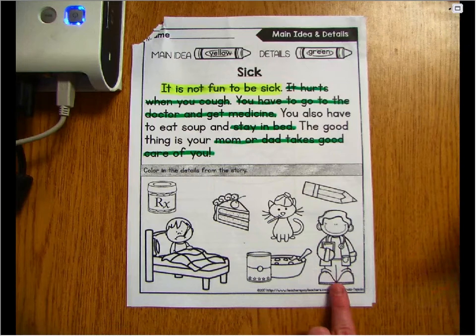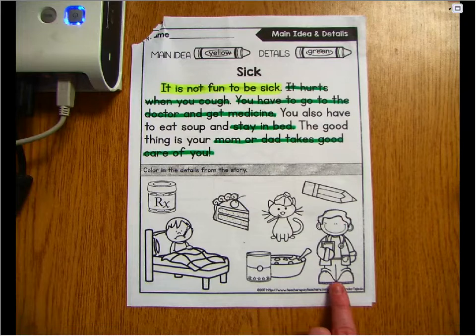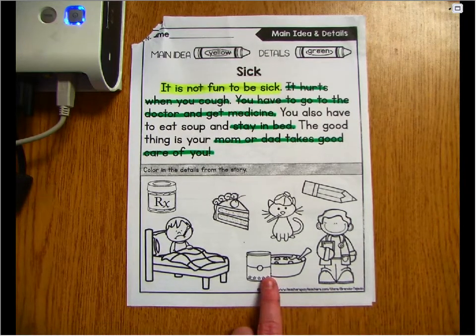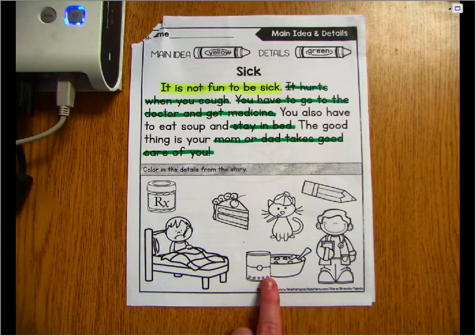This is the picture of a doctor. Would we color this in for a key detail, or would we cross it out because it's not? The next one is a picture of some soup. Well, was soup a key detail that was talked about in our story, or was it not?